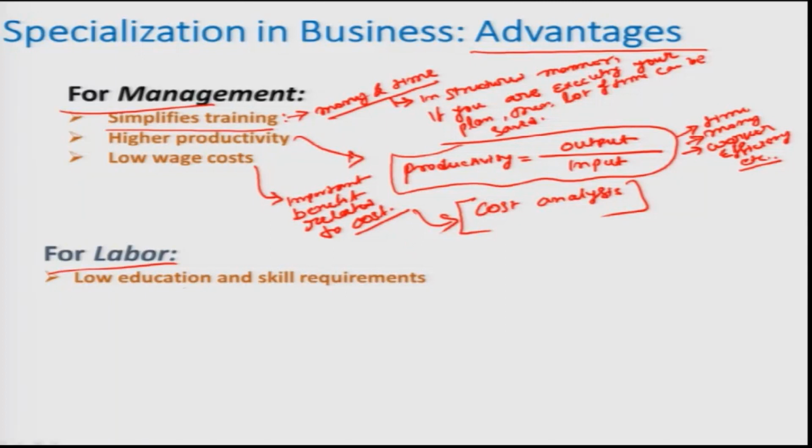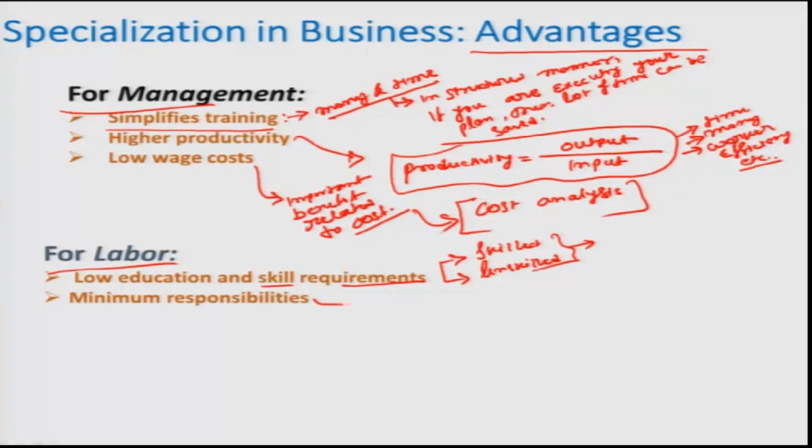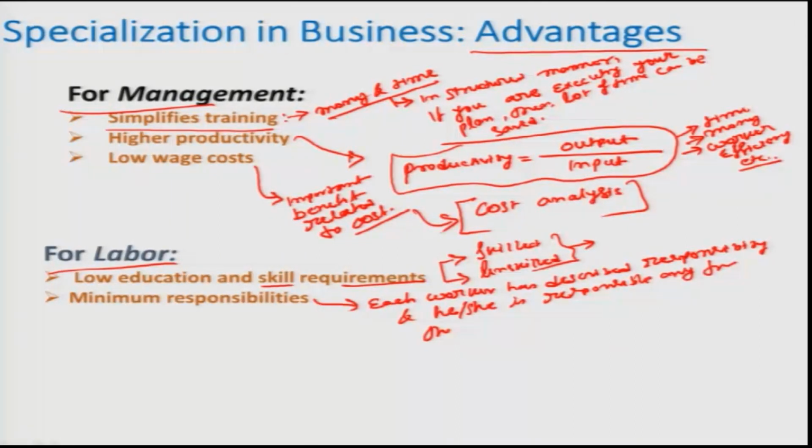And for labor, low education and skill requirement. It means if you have planned a proper job design for your organization, then you know how many skilled and unskilled workers are required. So, you can estimate the number of skilled and non-professional labor required for the organization. Minimum responsibility: each worker has a described responsibility, and he or she is responsible only for their assigned task.